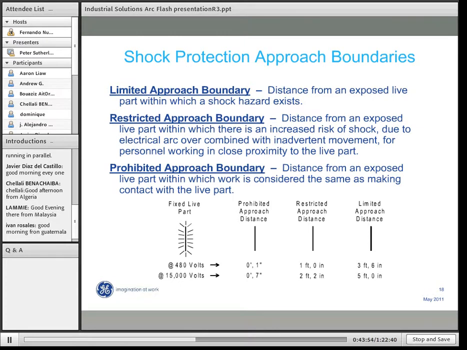Then there's a restricted approach distance where if you're actually working on something, there could be an inadvertent movement, or a tool that's in your hand might touch some live part. And then there's a prohibited approach boundary, which is very short, just a few inches, which is considered the same as making contact with the live part. That is, if you have some conductive object that distance from a live part, you draw an arc right to it, and you might as well be touching it.